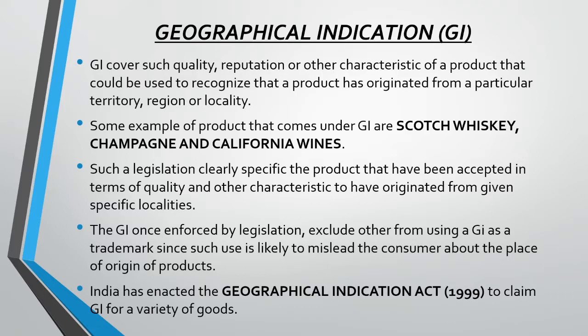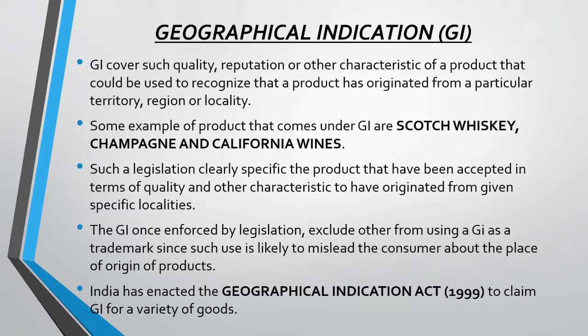Geographical indication. Geographical indication is a sign used on products that have a specific geographical origin and possess quality or a reputation that are due to that origin. It covers such quality, reputation, or other characteristic of a product that could be used to recognize that a product has originated from a particular territory, region, or locality. Agricultural goods, natural goods, manufactured goods, handicraft goods, and food products are examples of geographical indication.